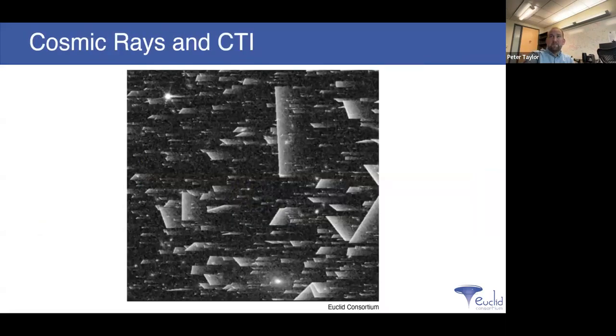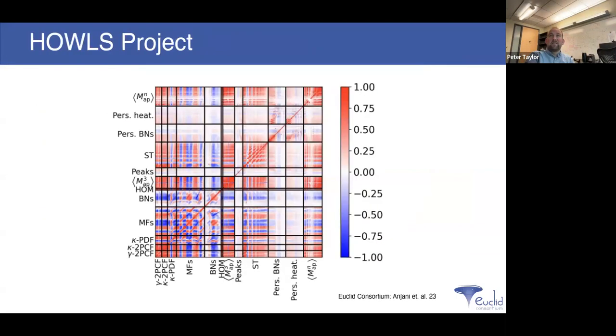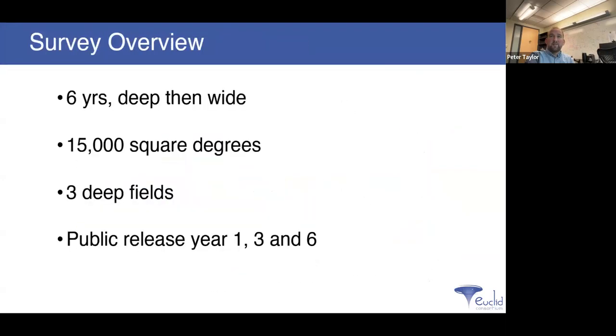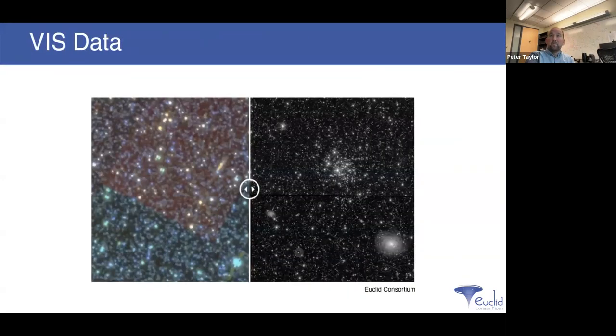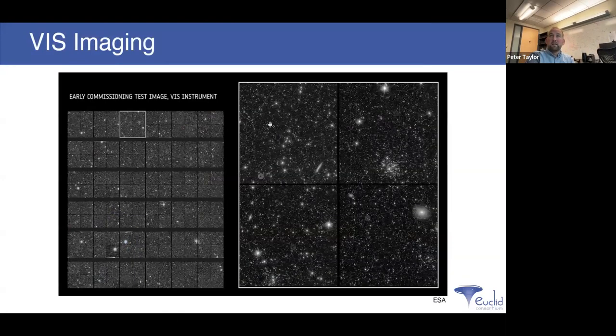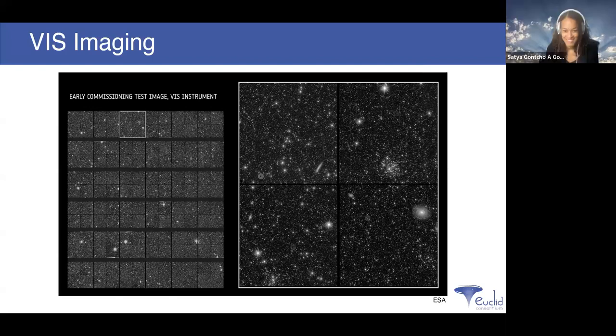These images here are really what we expect from the end of life. You can see that our actual commissioning data looks a lot better. You can see a cosmic ray here, for example, and you don't see this really dramatic CTI. These are not calibrated to do science. This is just the raw data, if you like, but the effects are not as bad as they will be at the end of the survey. All right, thank you.